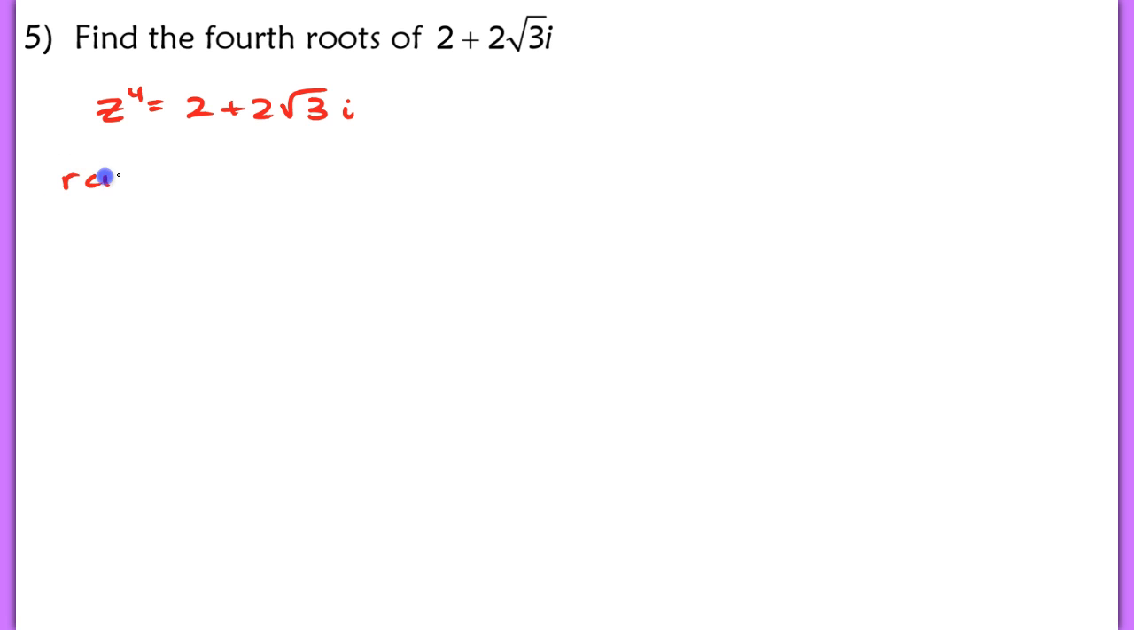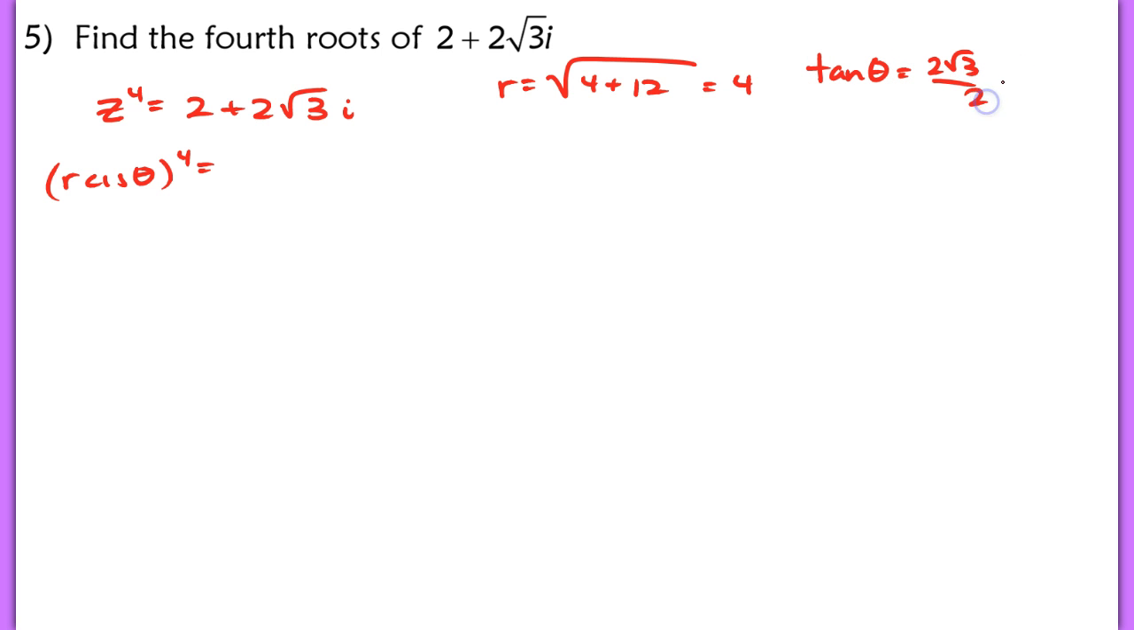So I have r cis theta raised to the fourth power is equal to, in this case, r will be the square root of 2 squared, which is 4, plus 2 root 3 squared. So that'll give me 4 times 3, 12. So if I add those and I take the square root, I end up with 4. So r is 4, and then for theta, we need to take the tangent of 2 root 3 over 2. So we need to think about where the tangent of theta is equal to root 3. So theta can either be pi over 3 or 4 pi over 3.